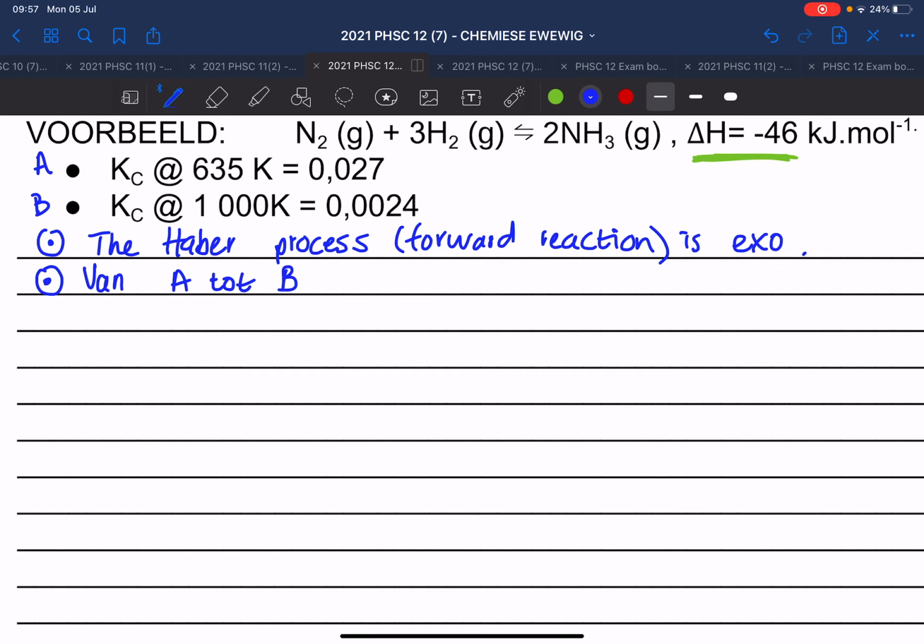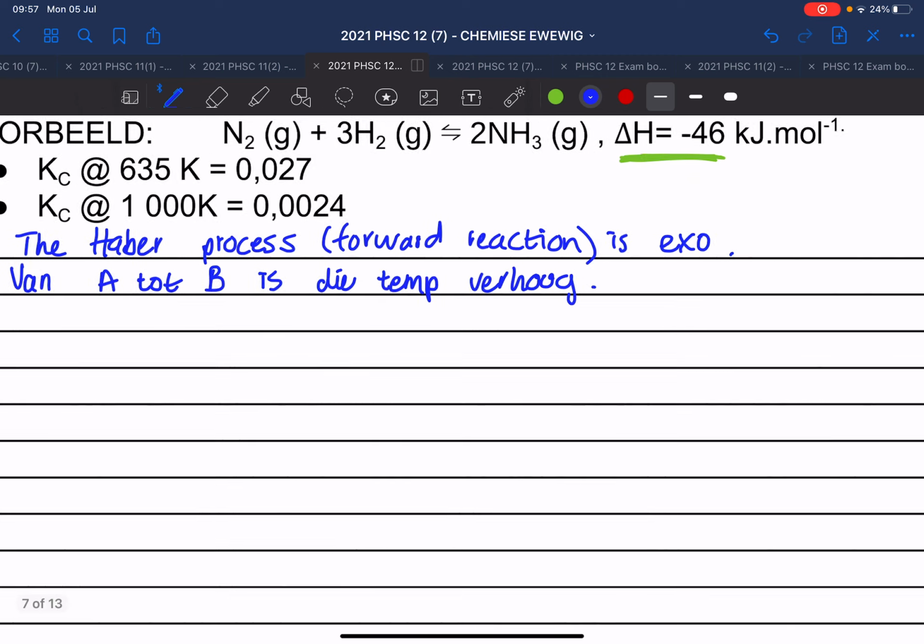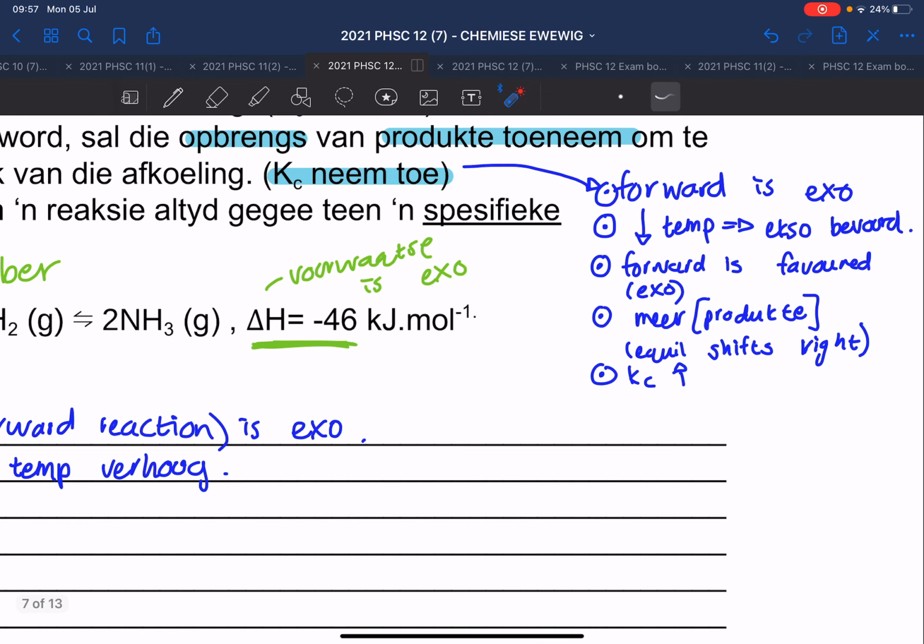We increased the temperature. Van A tot B is die temperatuur verhoog. From A to B, the temperature is increased. Here we wrote it down very short. But in the eindexam, in die eindexamen moet jy dit mooi netjies in 'n lang sin uitskryf.